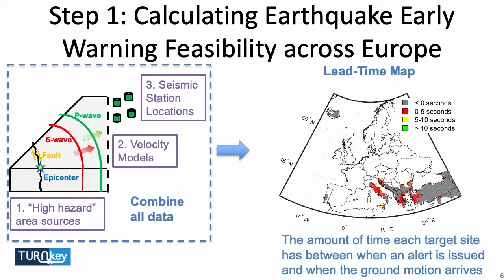Now, what the lead time map tells us is basically the amount of time people would have to take risk mitigation actions if an earthquake early warning system was in place and an alert was issued. So the more lead time a target site has, the more beneficial an earthquake early warning system would be for that target site. But what I'm showing here is just one lead time map.